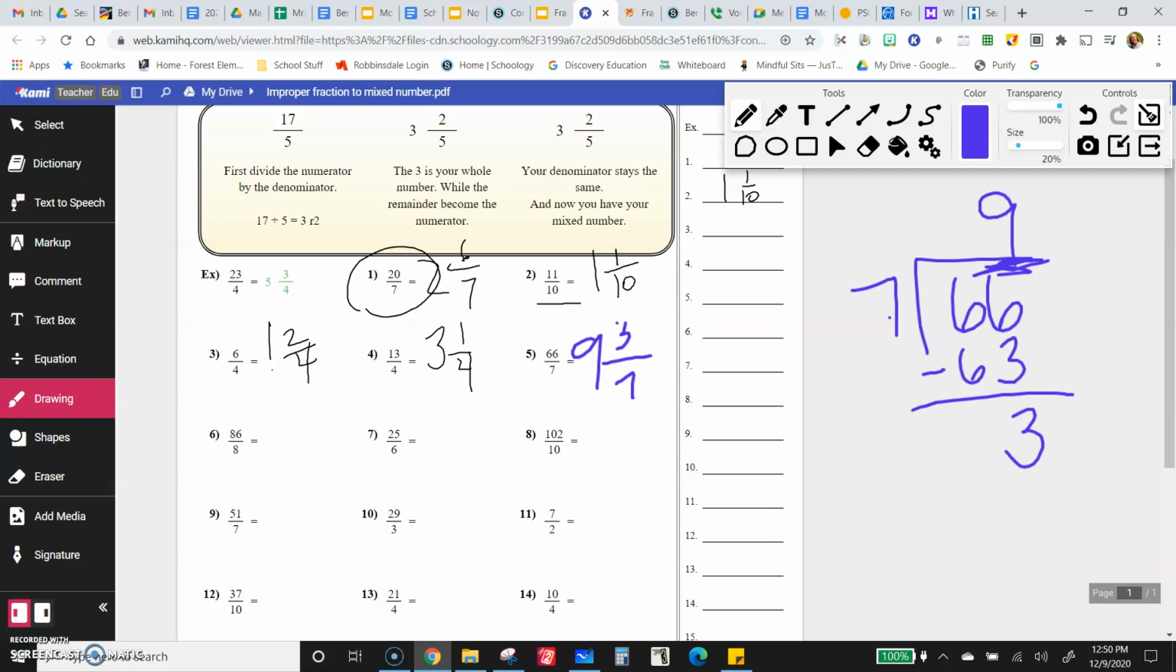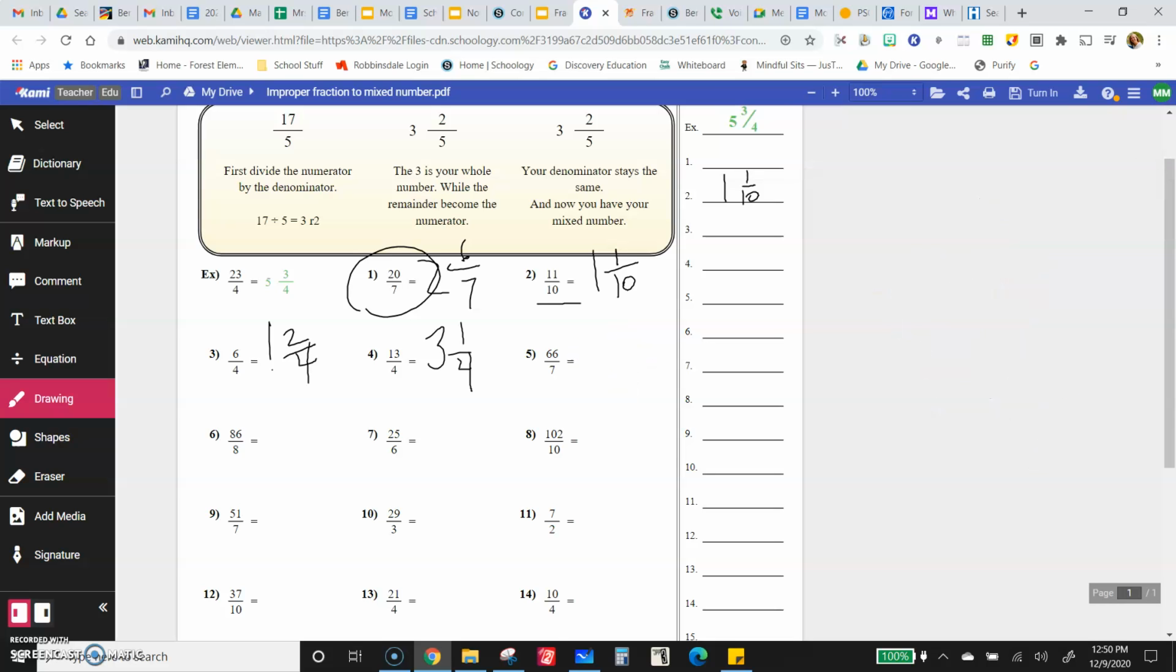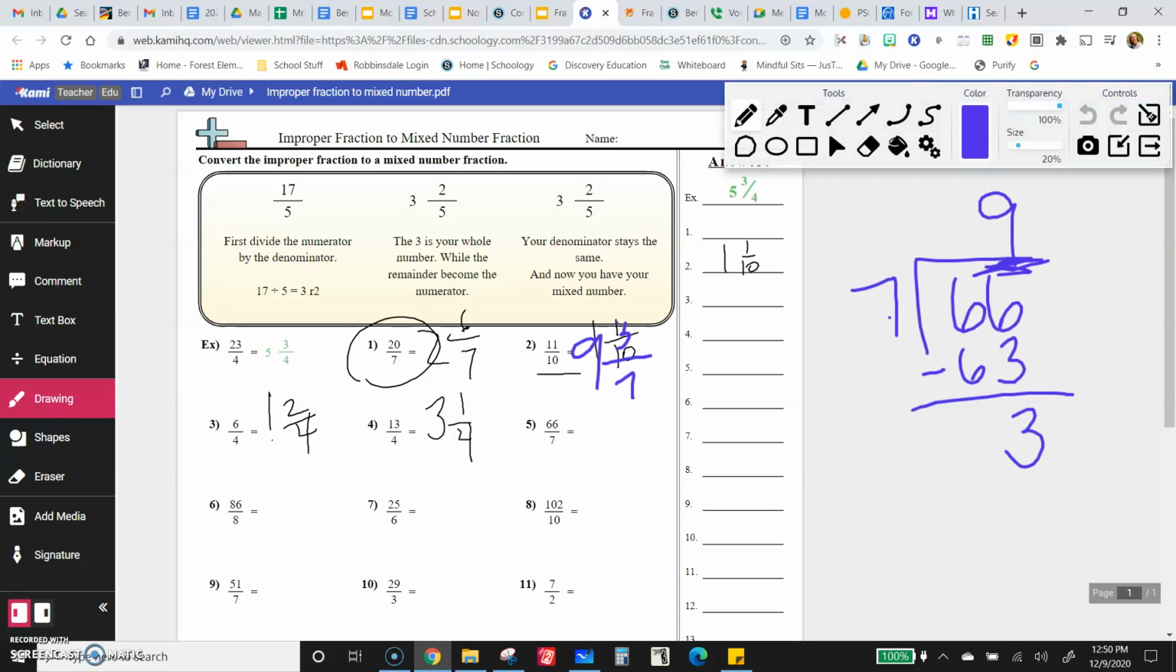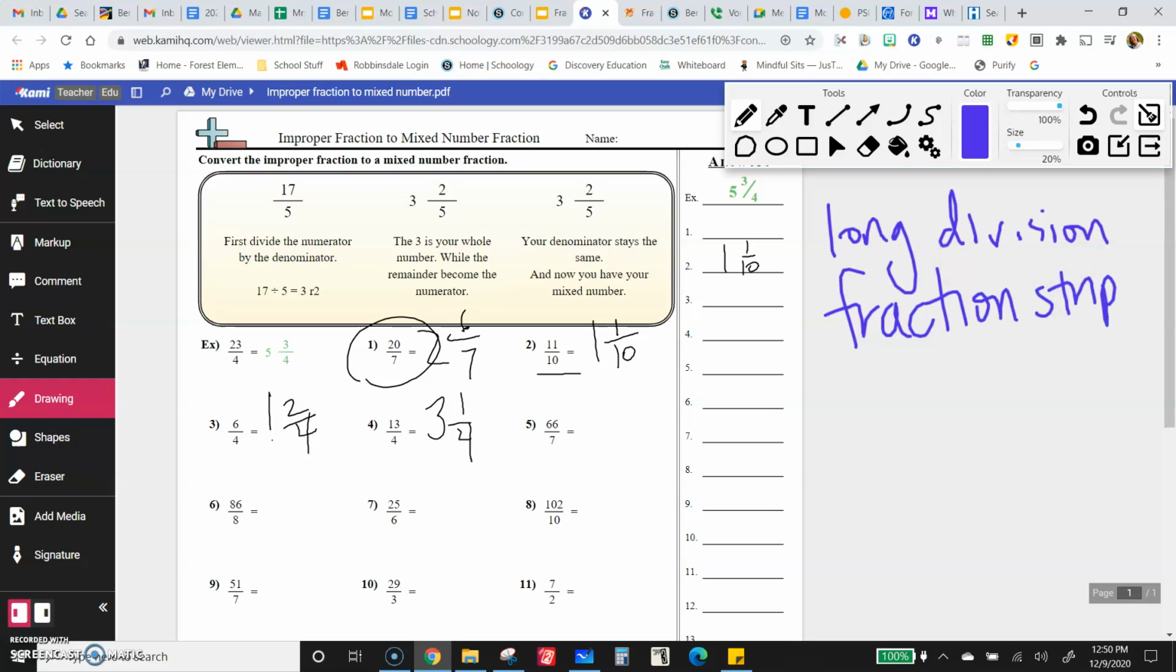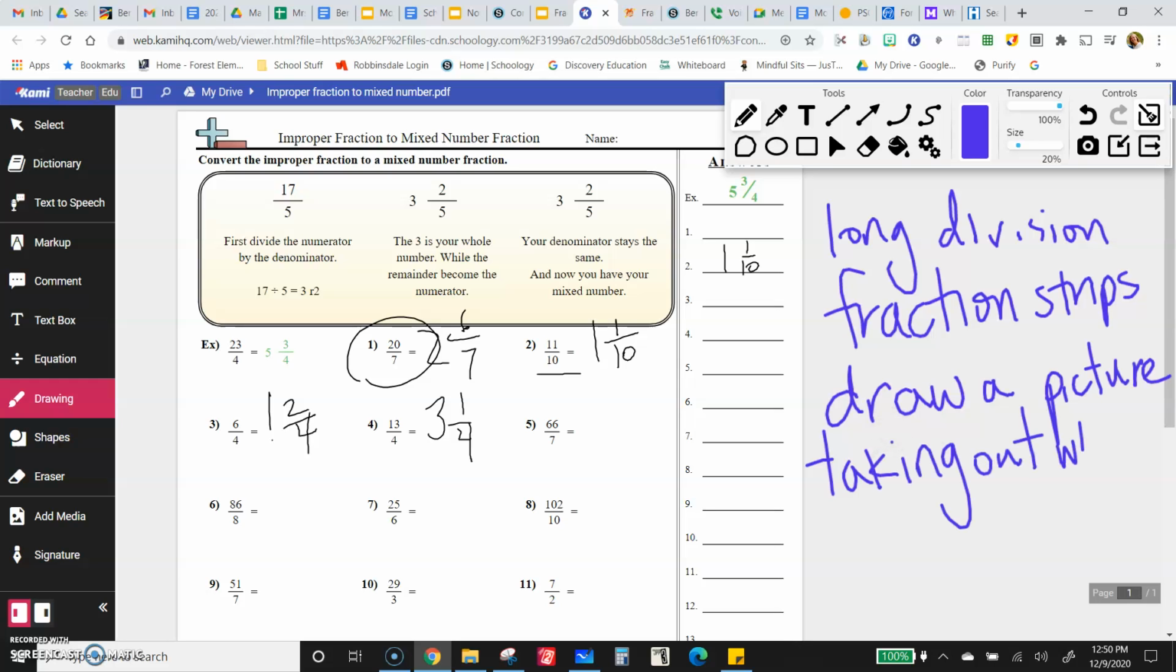Long division is one way. Using those fraction strips works to a point, except when we get big numbers that wouldn't fit on there. Or you can always draw a picture and separate it into groups. Or you can think about sort of taking out wholes. And how many wholes can I take out?